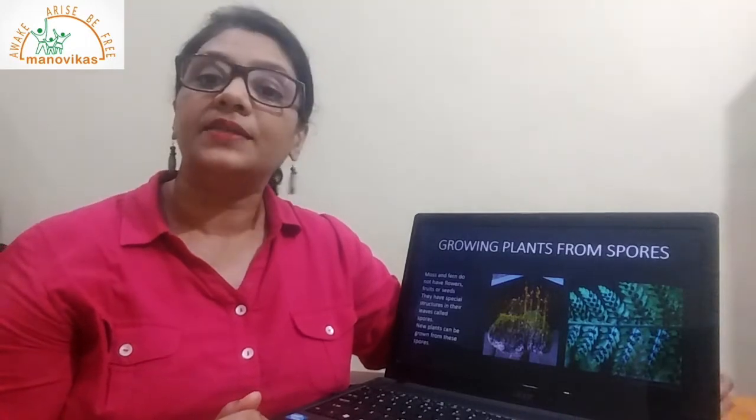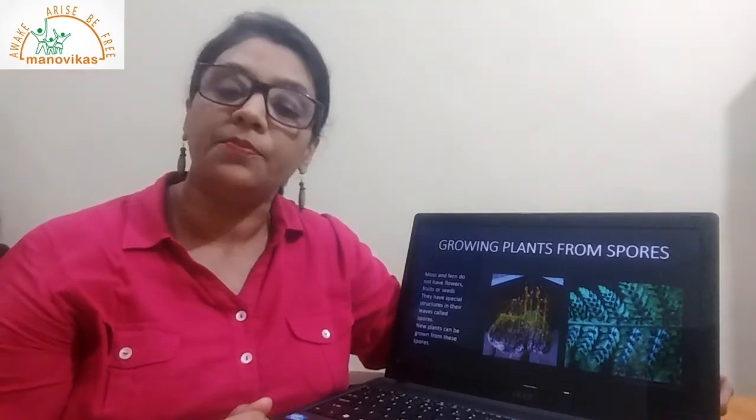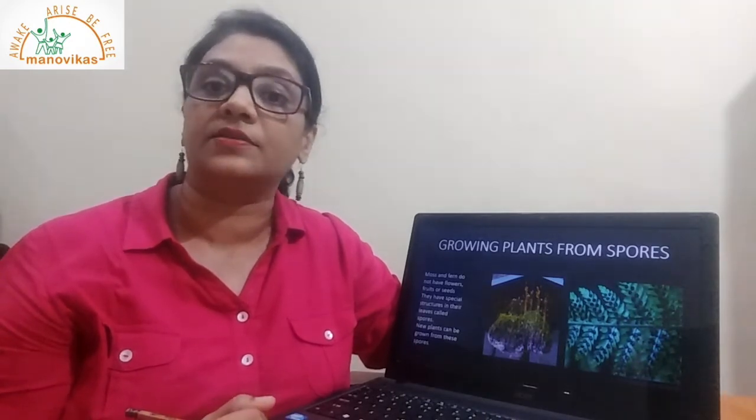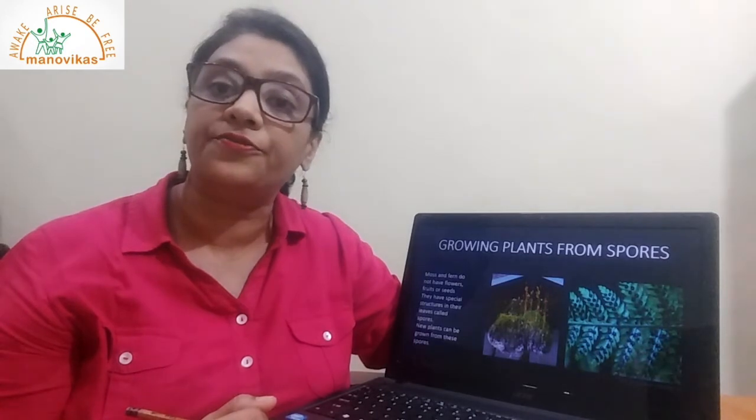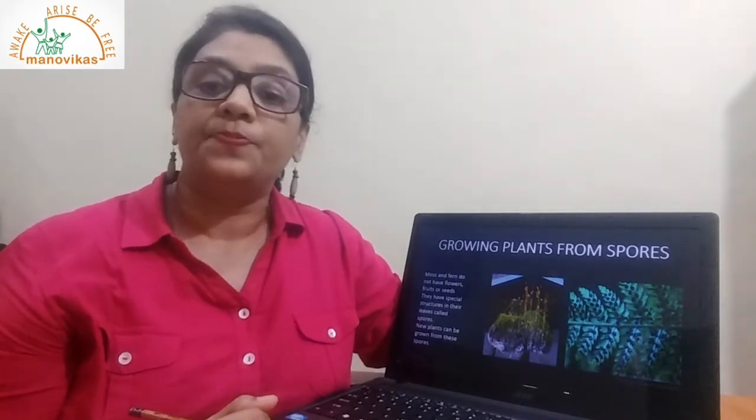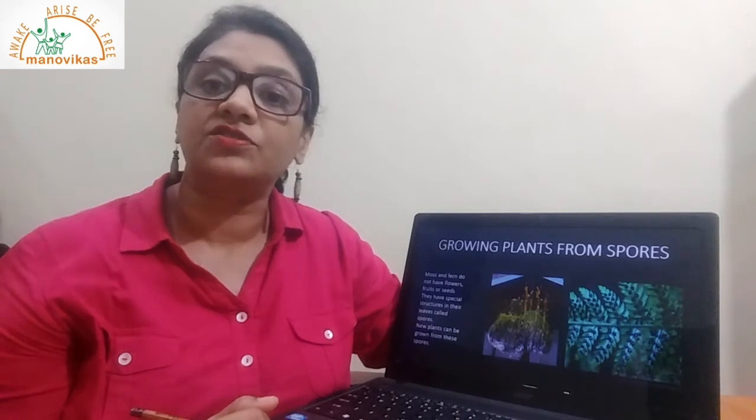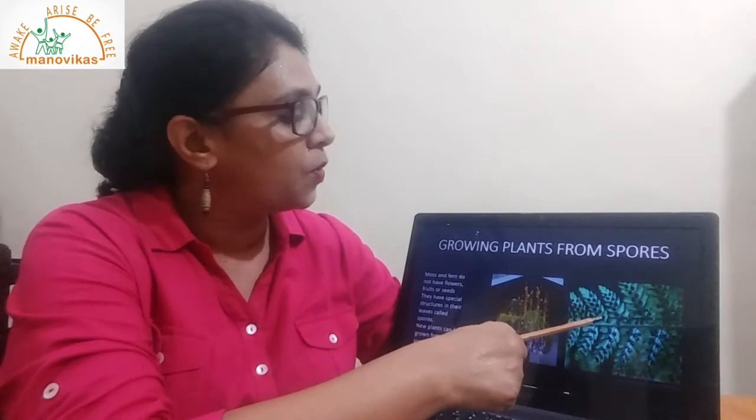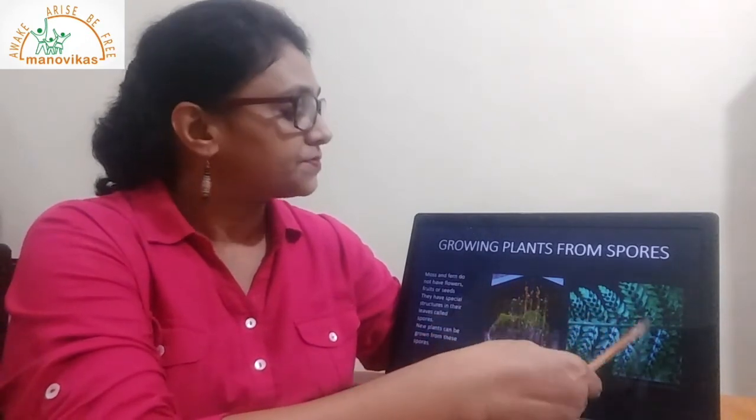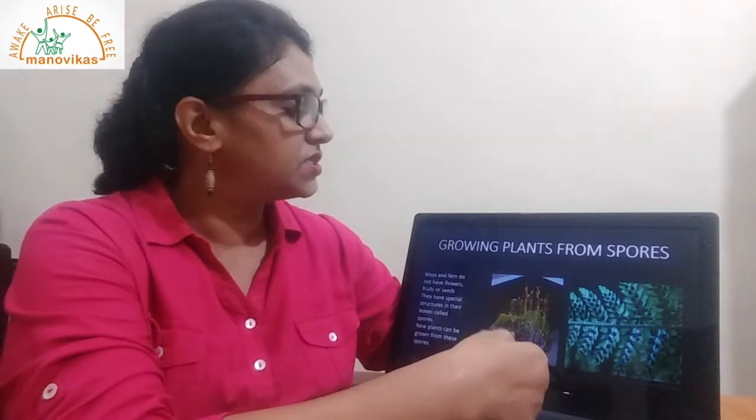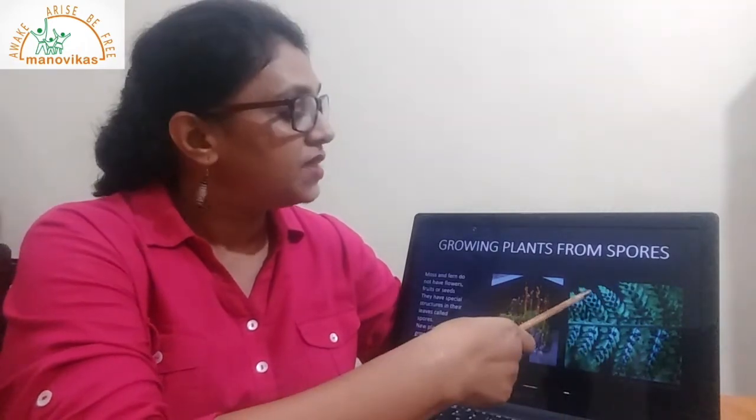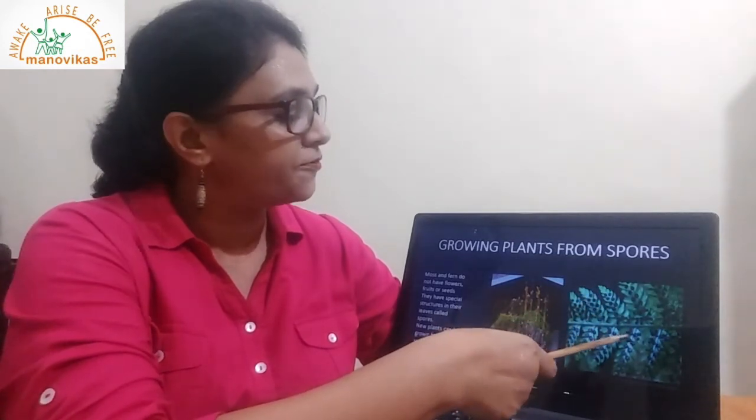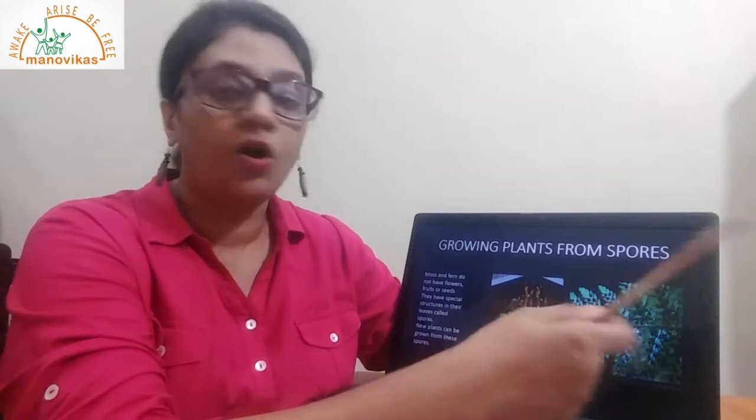Now, growing plants from spores. There are some plants that do not flower. They are non-flowering plants. They give no fruits. Such plants have special structures on the leaves. Can you see these? These are called spores. Now this is a fern. Ferns and mosses are non-flowering plants. So they reproduce with the help of spores. These are the spores on ferns. These are the spores on moss.